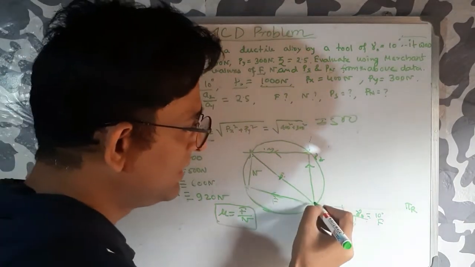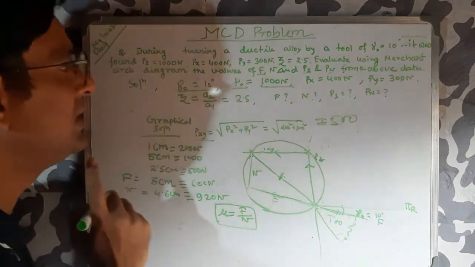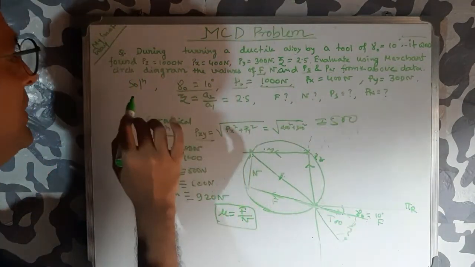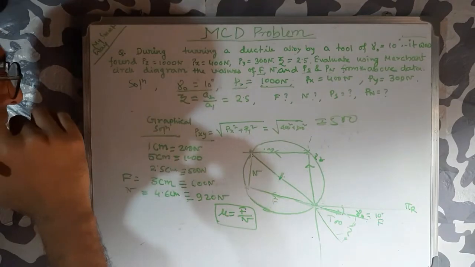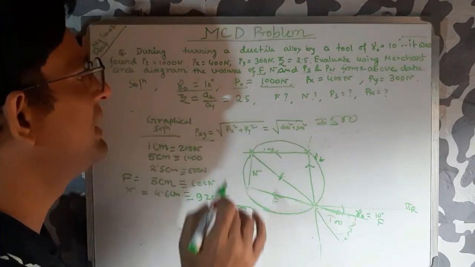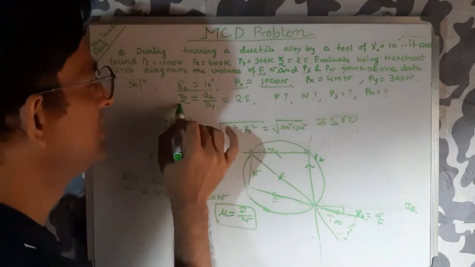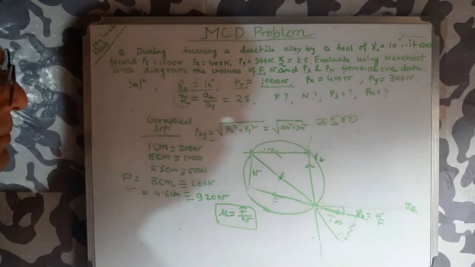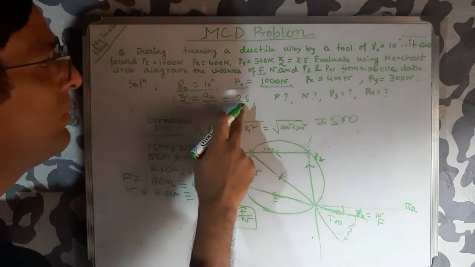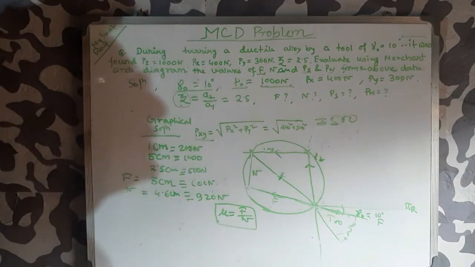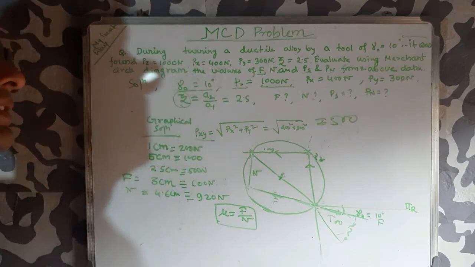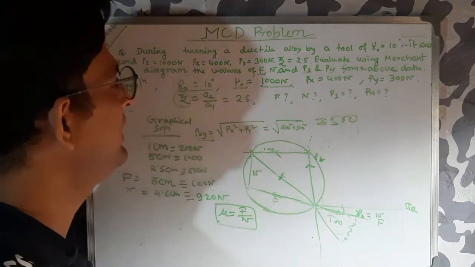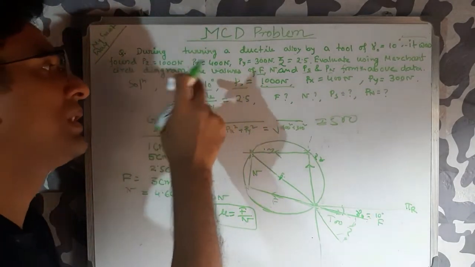Consider beta 0. What is the beta 0 value? Remember, there is no beta 0 given, only zeta is given. Zeta means A2 by A1, that is the value of 2.5. Zeta is the coefficient of chip thickness, equal to A2 by A1. And gamma 0 is given.